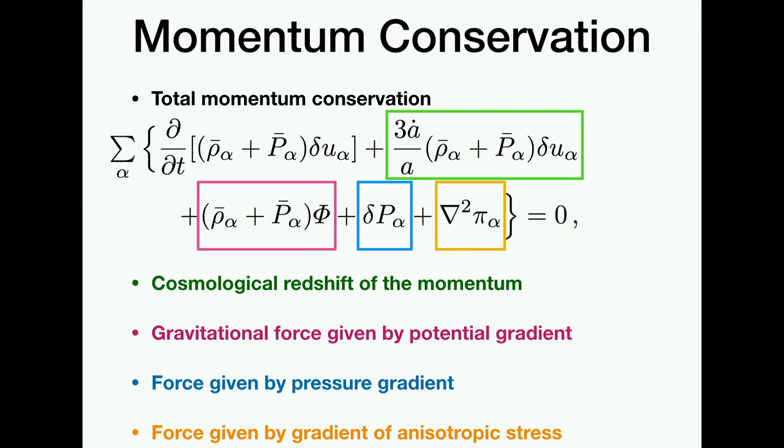Force gives the kick to the fluid. Gradient of the pressure perturbation is the pressure gradient force, right? And this is just the gradient of anisotropic stress. Gradient of viscosity also gives you a force. So this is really the same as any other fluid equations that you might have learned in physics courses. You just apply this to an expanding background and general relativity, so that you pick up extra pressure P in the momentum.